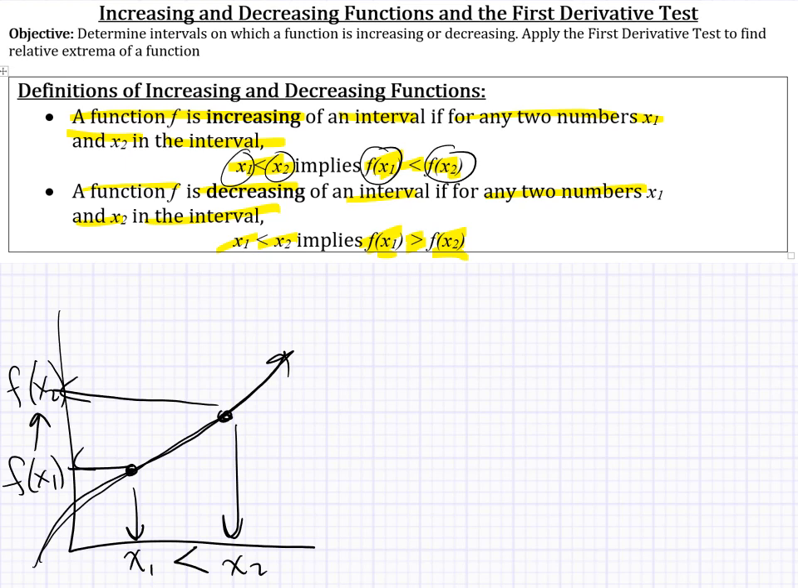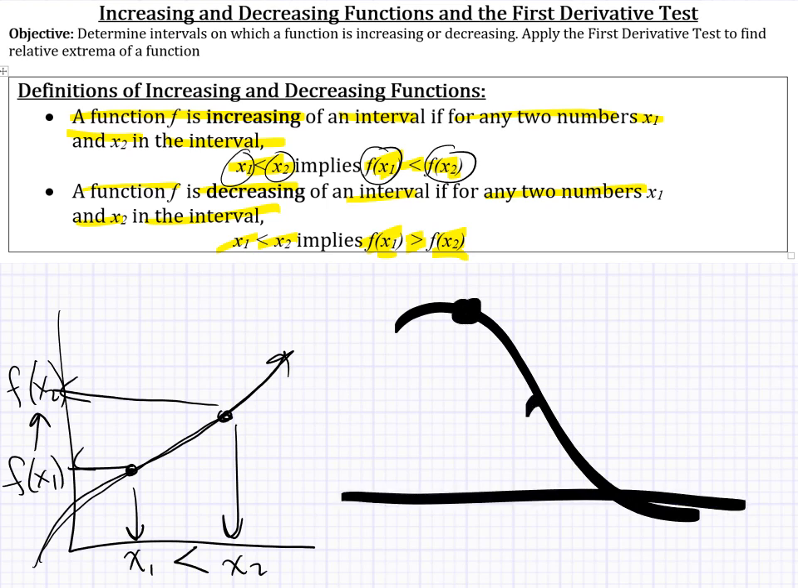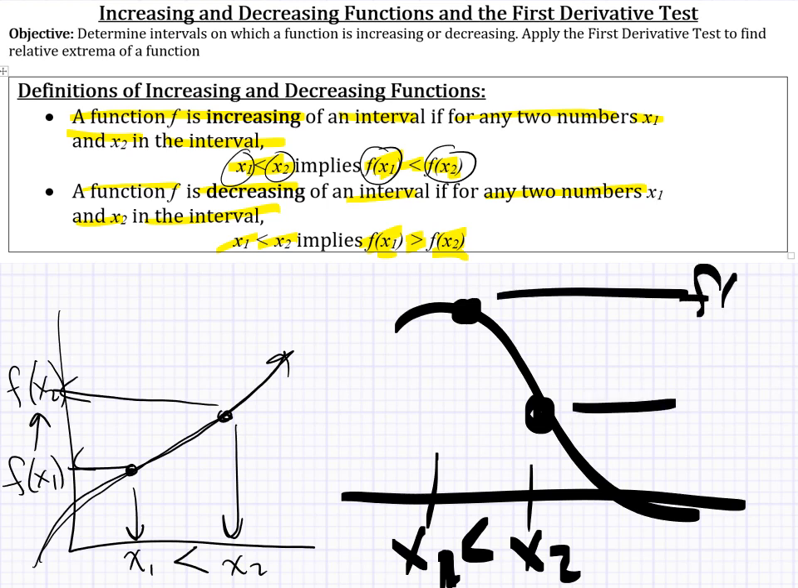Same thing, just in reverse. We flip the x's and y's, flip the y's, but the x's stay the same. Here's your 2 points. Now, if this is x1 and this is x2, still set up where x1 is less than x2. Look at the corresponding y's. Now f of x1 is bigger than f of x2. So you know these definitions.